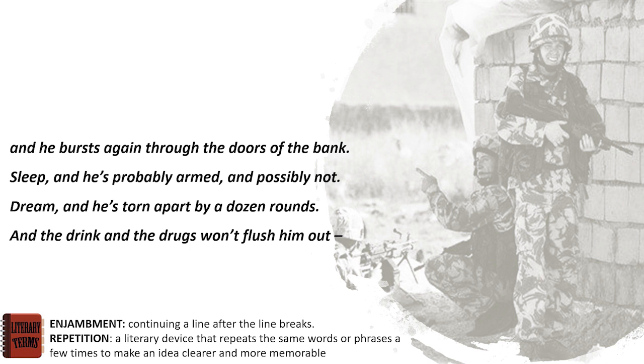You'll notice at the end of the stanza, there is no punctuation, there's no full stop. But I blink. And then as we move on to the next stanza, and he bursts again through the doors of the bank. And that's called enjambment. It's when the poet has deliberately not finished a complete idea at the end of one stanza, but has gone on to another line. And it's really a powerful example here, I think.